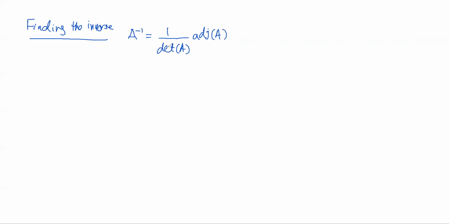Okay. So now we know the determinant of A, but what is the adjoint of A? The adjoint of A is the transpose of the cofactor matrix. And then what is the cofactor matrix? The cofactors for a matrix A are given by this formula.